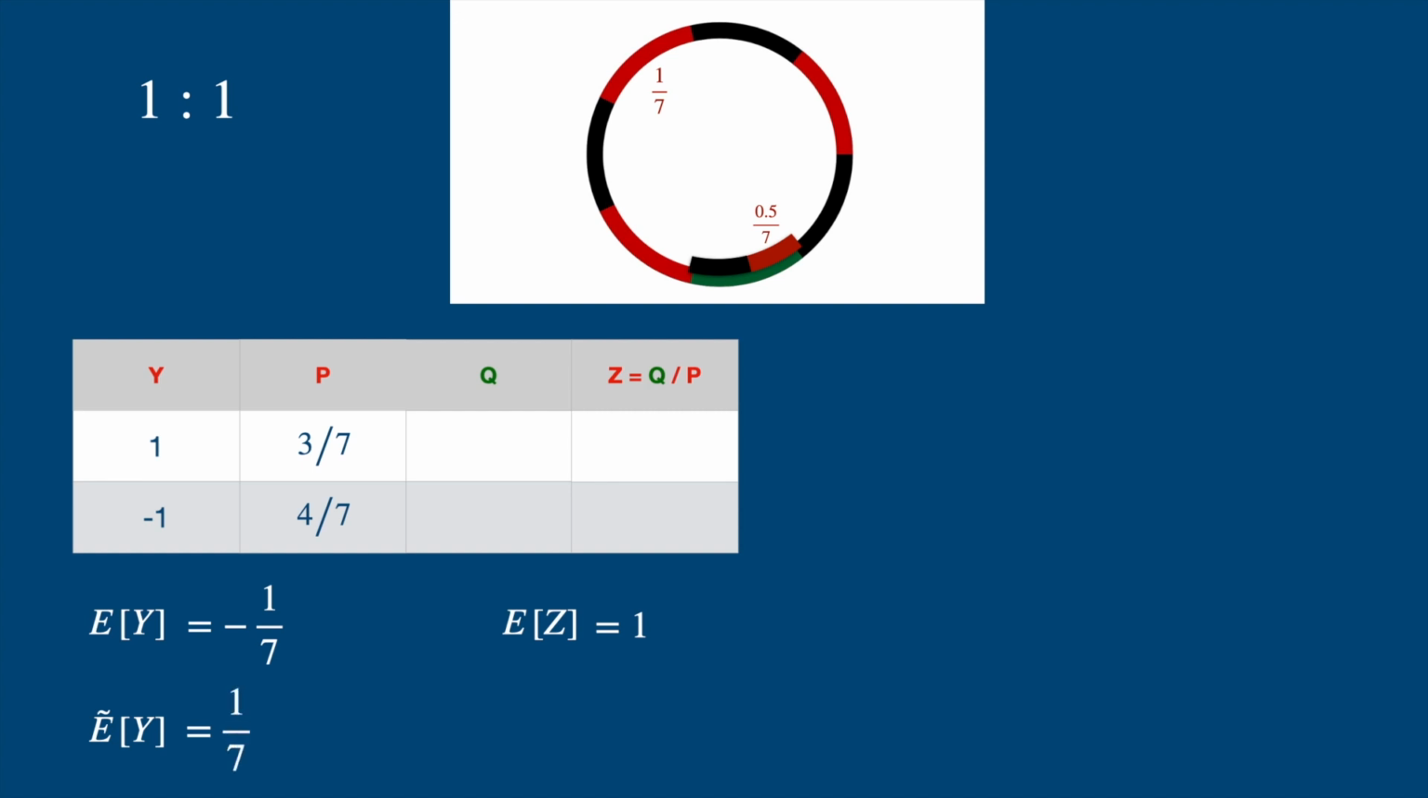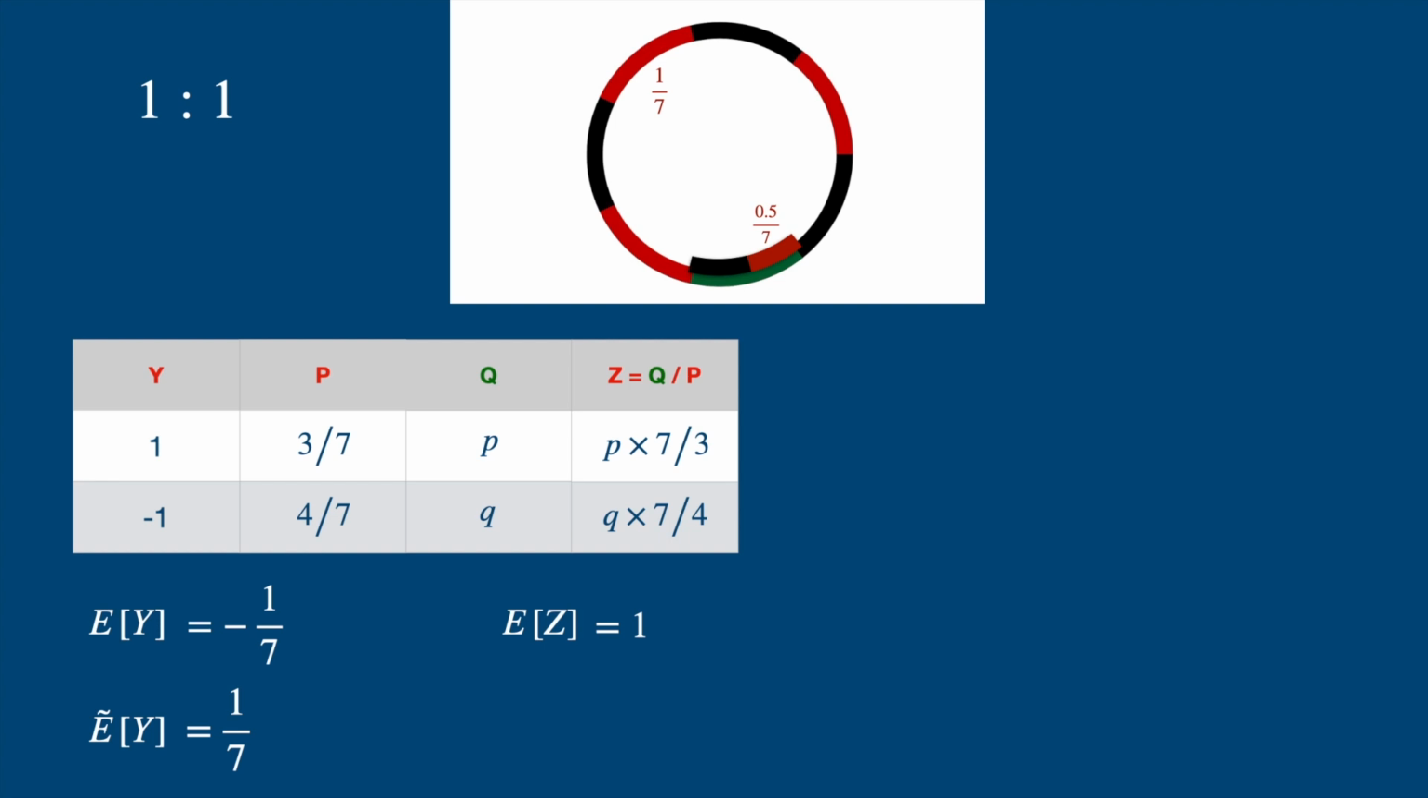Let's represent the probability of the random variable taking value 1 by p and the probability of -1 by q. Dividing these symbolic probabilities under the Q measure by the probabilities under the P measure will give us Z, the Radon-Nikodym derivative.